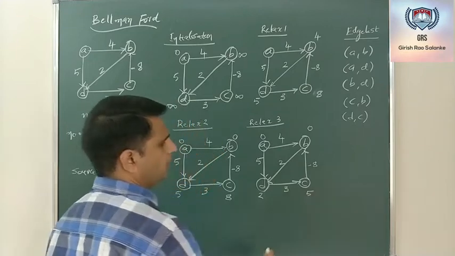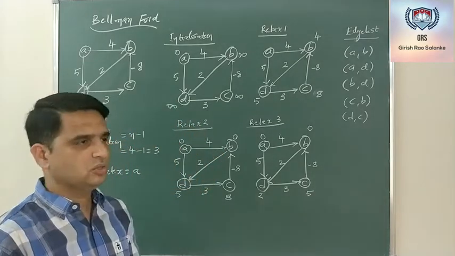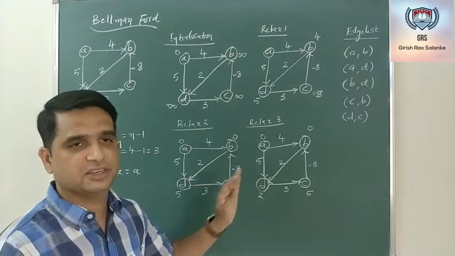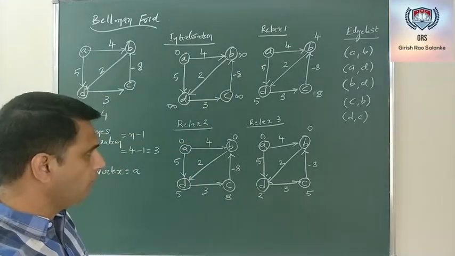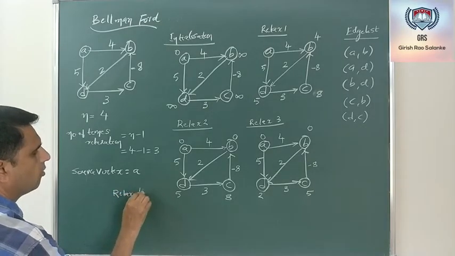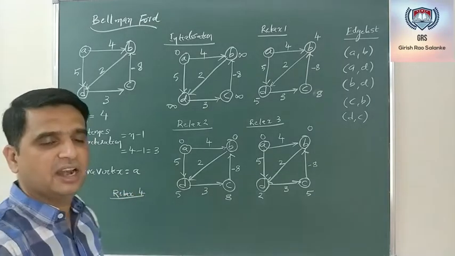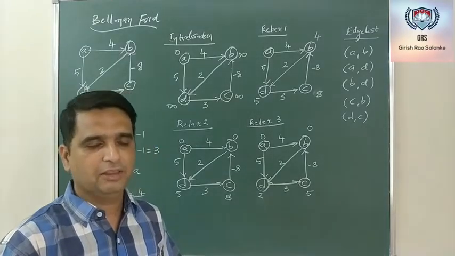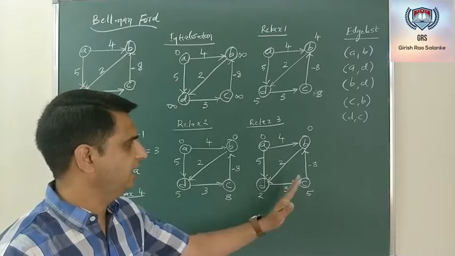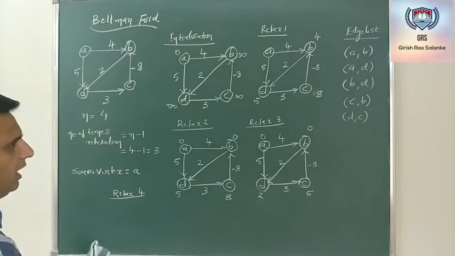Now actually I was supposed to stop here, because for 4 nodes I should do 3 relaxations, and I have done them. Now let me do one more relaxation and check what happens. This is an additional relaxation that I am doing. As per the algorithm, we are supposed to do only n minus 1 relaxations, which I have done here. Now let me do one more relaxation.